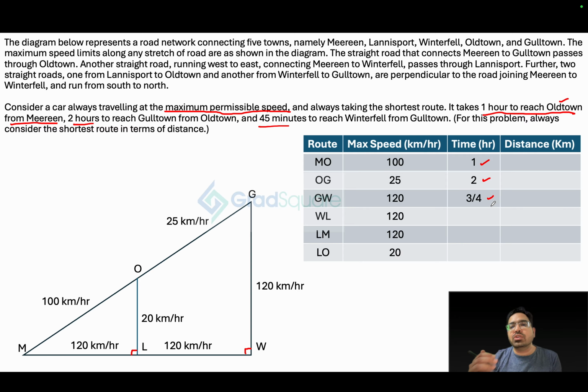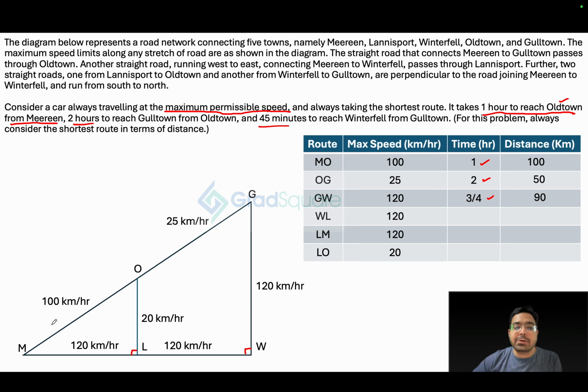Now, when you know the speed and time, speed multiplied by time will give you distance. So let's calculate each of these distances first. What will be the distance MO? 100 into 1, which is 100 kilometers. Similarly, 25 into 2 will give you 50, and 120 into 3/4 will give you 90 kilometers. So we now know the length of MO, OG and GW, right? Now, there are a few more things that we can calculate.